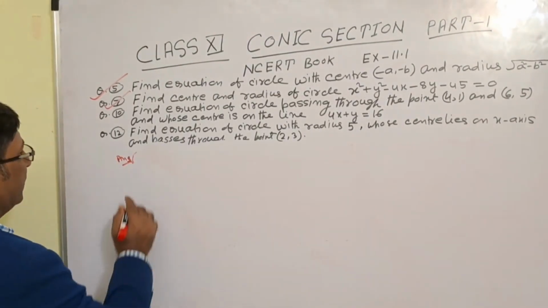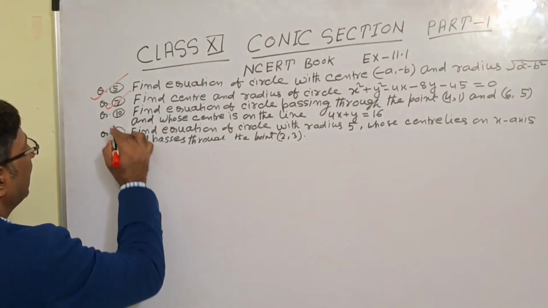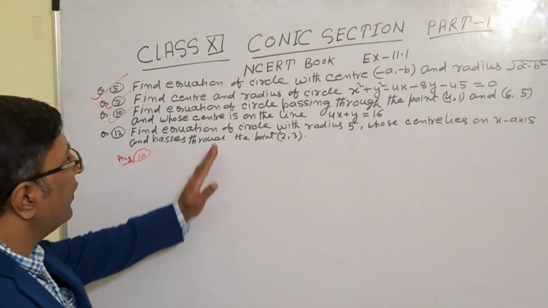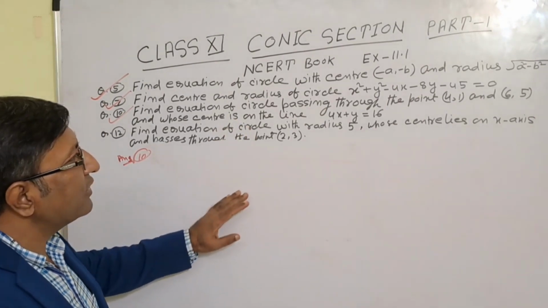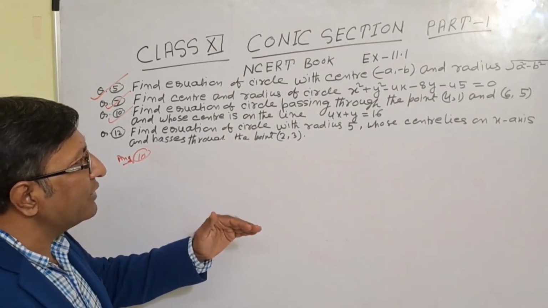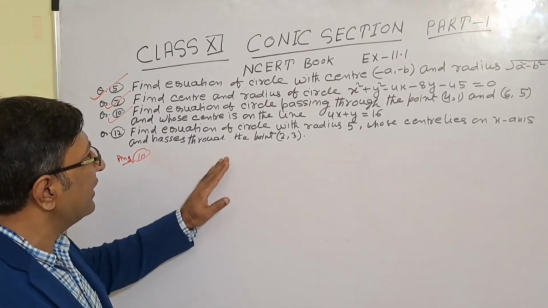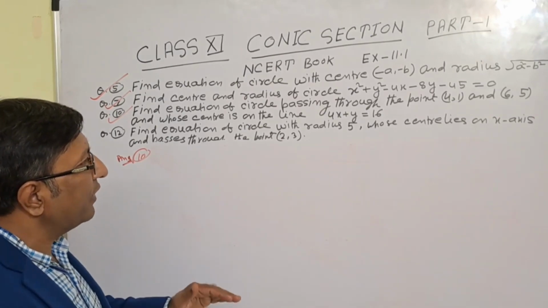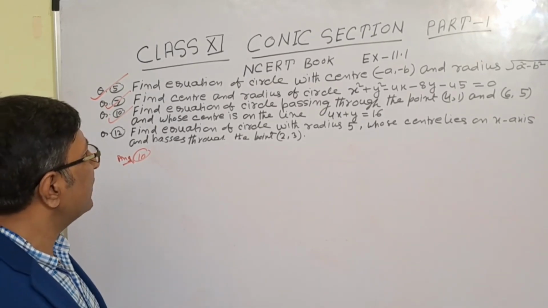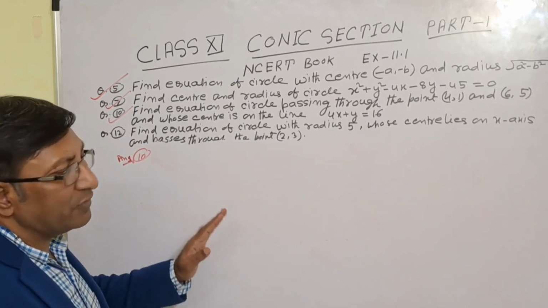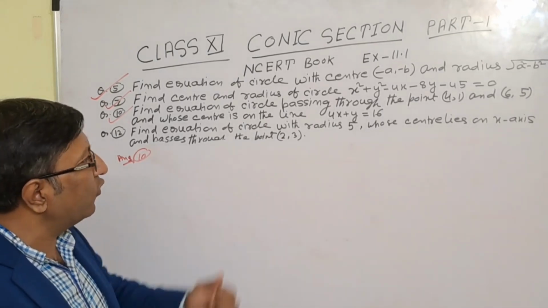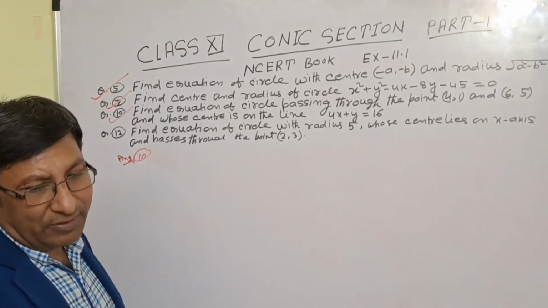So this is question 10. What is question 10? Find the equation of circle passing through the points (4, 1) and (6, 5) and whose center is on the line 4x plus y equals 16. So we have to find the equation of circle which passes through the 2 points and whose center lies on this line.